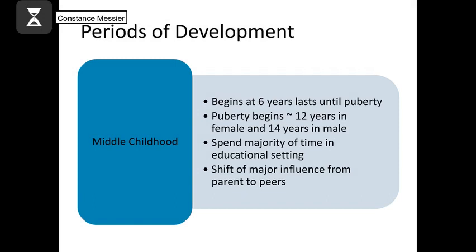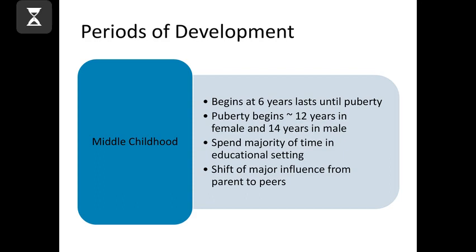Middle childhood is going to start after 5, so that means it begins at 6 and it lasts until puberty. And puberty is beginning earlier and earlier, around 12 years in females and maybe 14 years in males. But this is not a steadfast rule. Remember, kids are going to develop in their own time. There's going to be a sequence of development, but puberty for some kids is earlier and for some kids it's later. Typically, it's earlier in females.